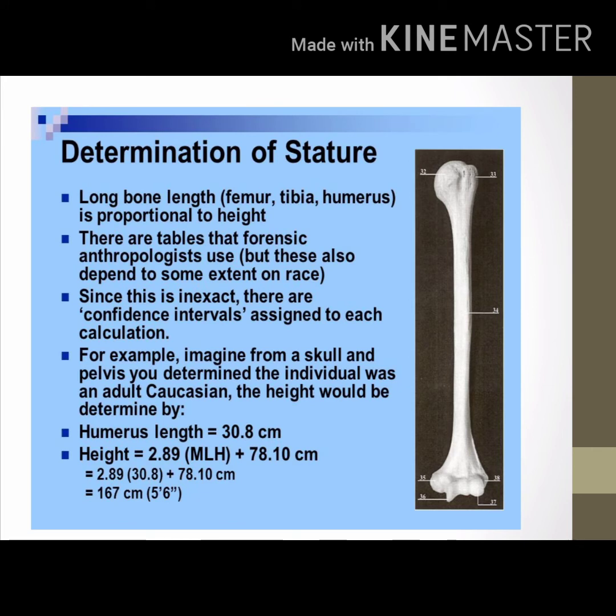The next picture is determination of stature. Long bone length, femur, tibia, humerus, is proportional to height. There are tables that forensic anthropologists use, but this also depends to some extent on race. Since this is an estimate, there are confidence intervals assigned to each calculation. For example, imagine from a skull and pelvis you determine the individual was an adult Caucasian. The height will be determined from a humerus length of 30.8 cm.